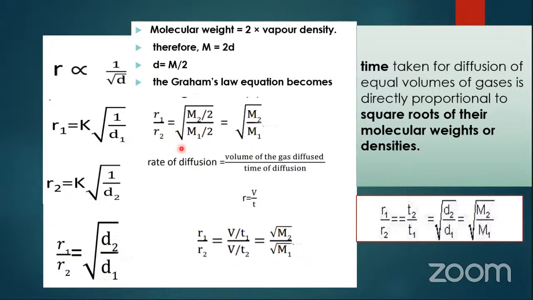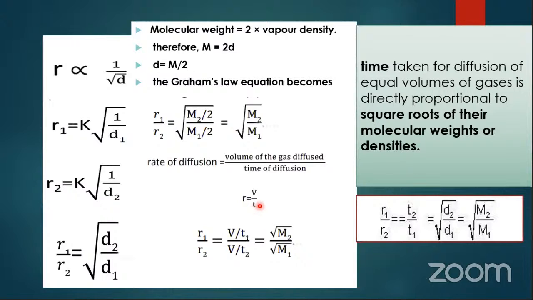So we can take that in terms of molecular weight also. So molecular weight and density also. Molecular weight is equal to 2 into vapor density. Therefore M, molecular weight, is equal to 2 into density. So density is equal to M by 2. If you want to replace this density by molecular weight, that will become R1 by R2 is equal to square root of M2 by M1.